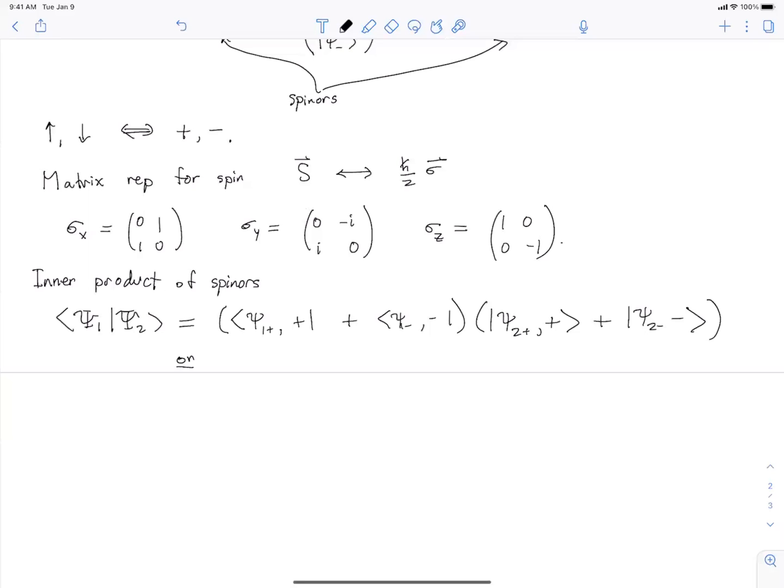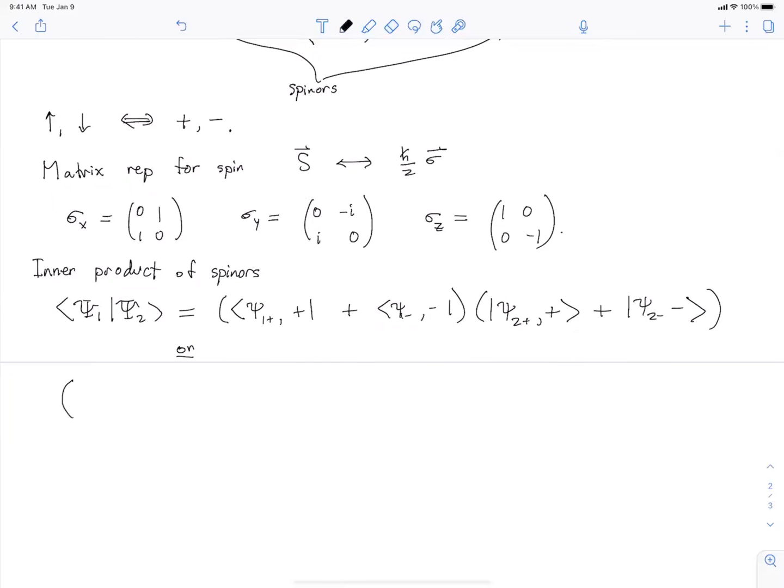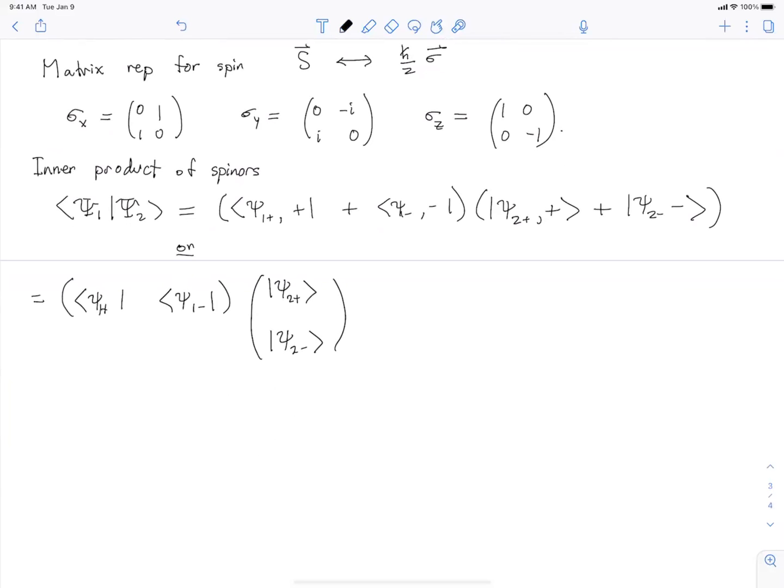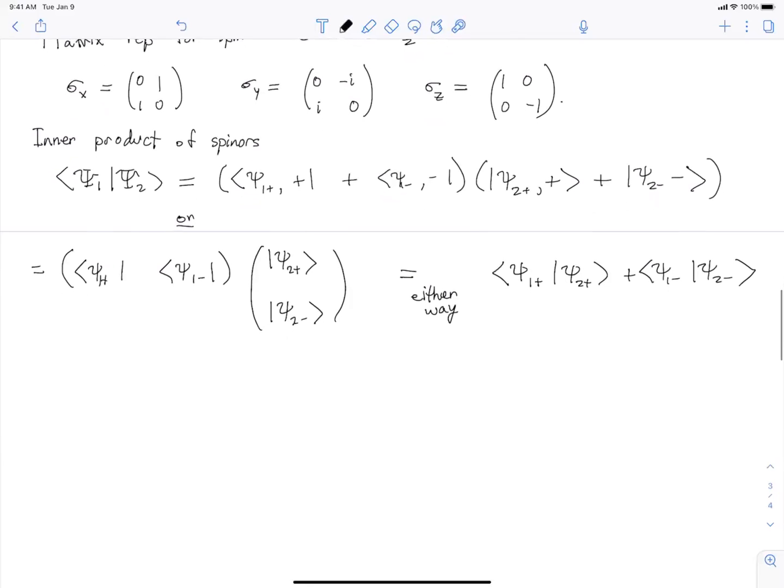Or I can write it in the two vector notation like this. Psi1 plus, psi1 minus. Now they are the components of a two-dimensional vector. And the same thing for the kets of psi2. And either way, this is equal to psi1 plus psi2 plus psi1 minus psi2 minus. In other words, the inner product just splits up into a part for spin up and a different part for spin down. And the things that you take the inner product of in that representation are the kets for up and down. So that's how you can take inner products.